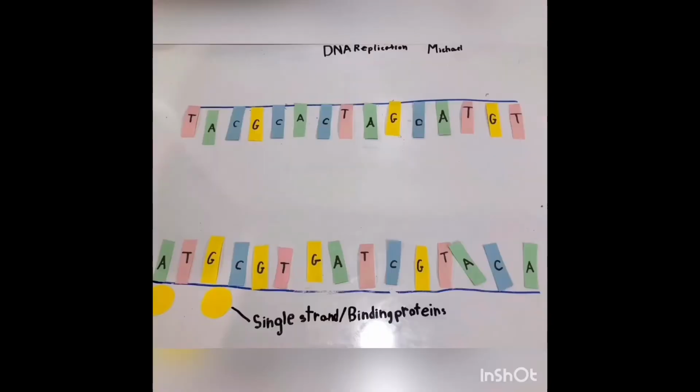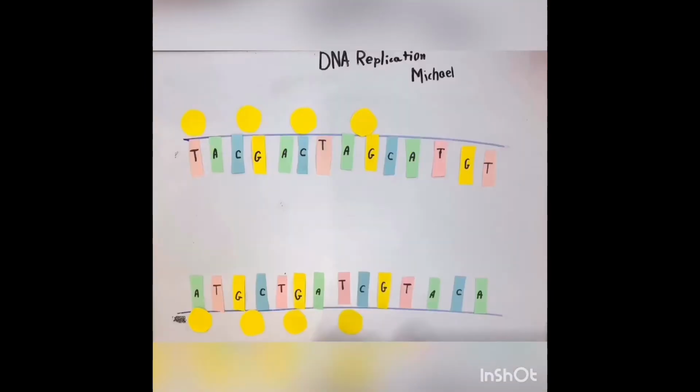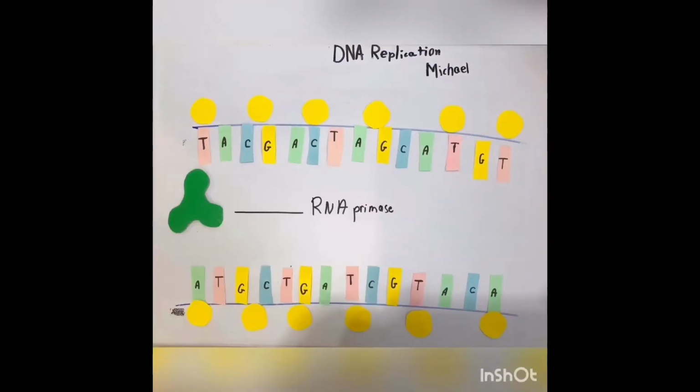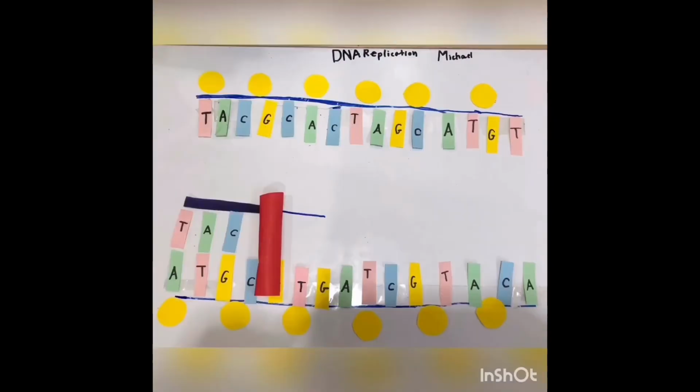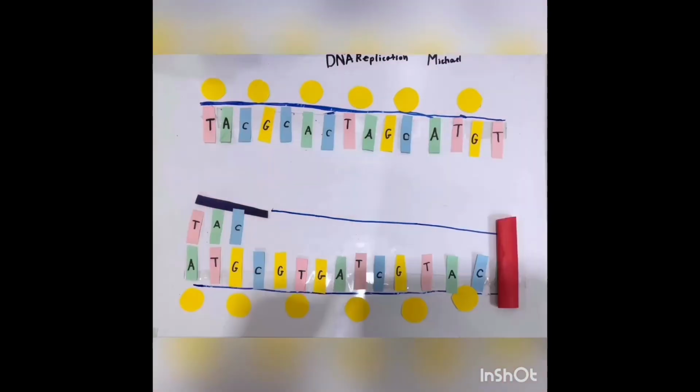The primer is a short strand of DNA, and it produces an enzyme called primase. Each DNA strand runs in the opposite direction. 3' to 5' is the leading strand, and 5' to 3' is the lagging strand.